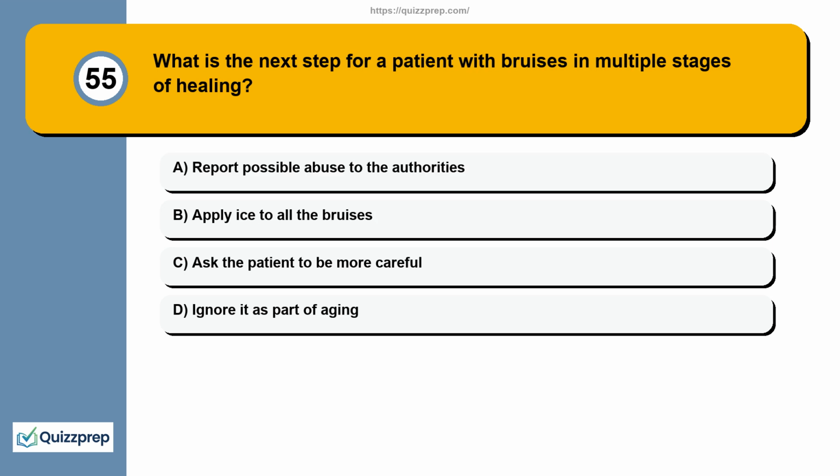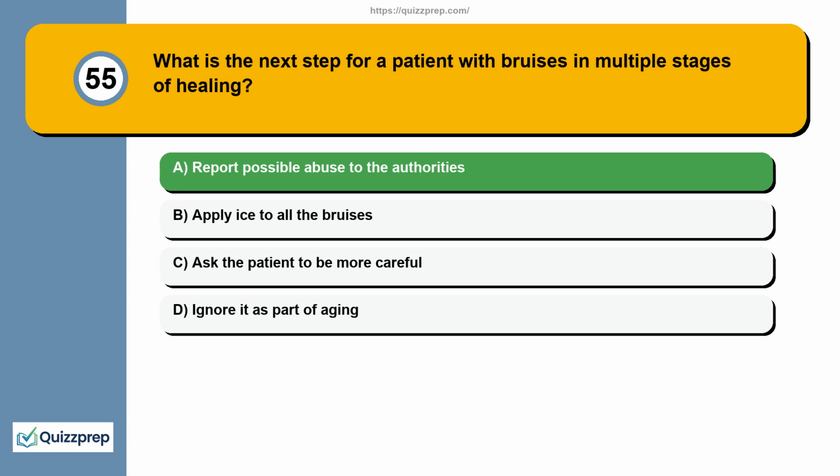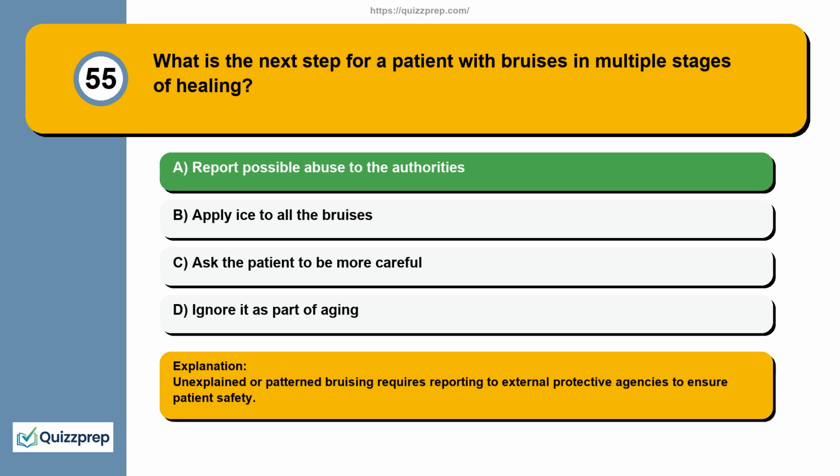Question 55. What is the next step for a patient with bruises in multiple stages of healing? Report possible abuse to the authorities. Apply ice to all the bruises. Ask the patient to be more careful. Ignore it as part of aging. Unexplained or patterned bruising requires reporting to external protective agencies to ensure patient safety.